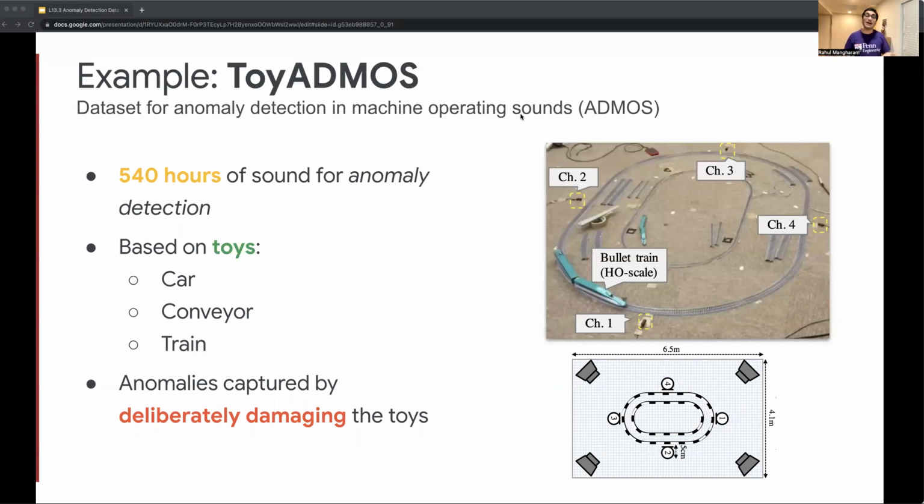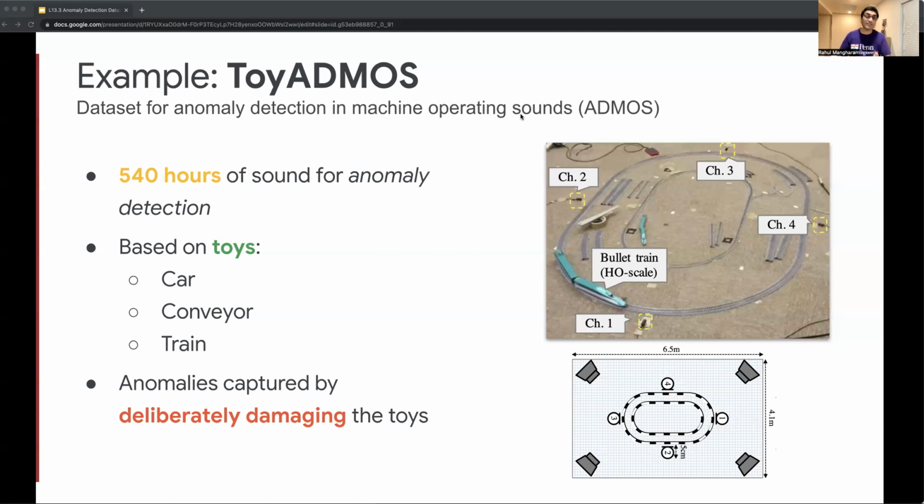Well, there's the ToyADMOS dataset, which is a really interesting way to think about collecting data. The ToyADMOS dataset is basically a dataset of miniature machine operating sounds. The dataset happens to have over 540 hours of sound for anomaly detection. It's based on toys like cars, conveyor belts, and trains, and it's all about the sounds that they make, and you're trying to collect them to detect anomalies from them.